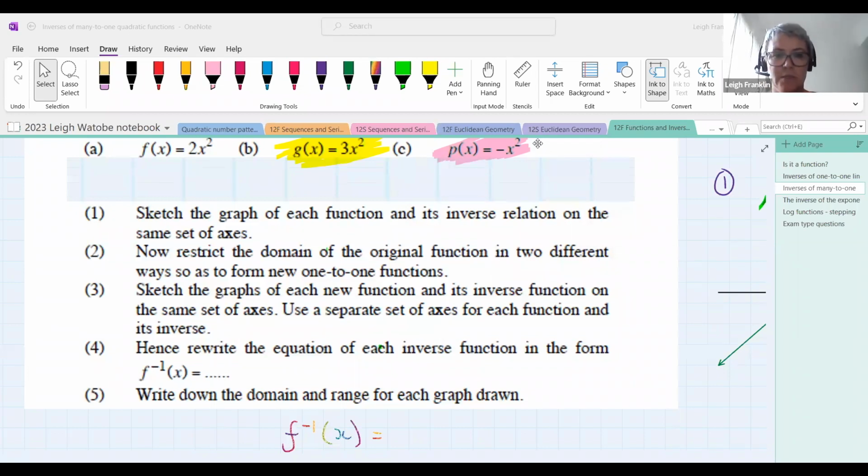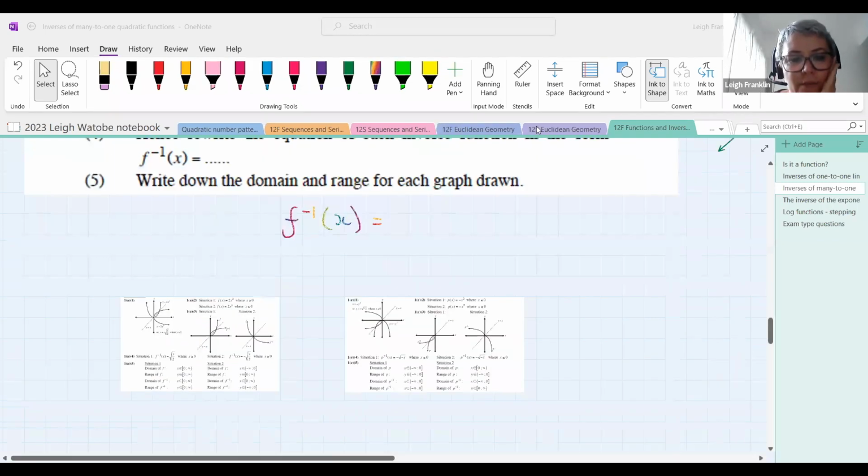That's great, because what I wanted to do is just spend a little bit of time talking about the graph f of x equals negative x squared. So, all right, this is what it should have looked like.